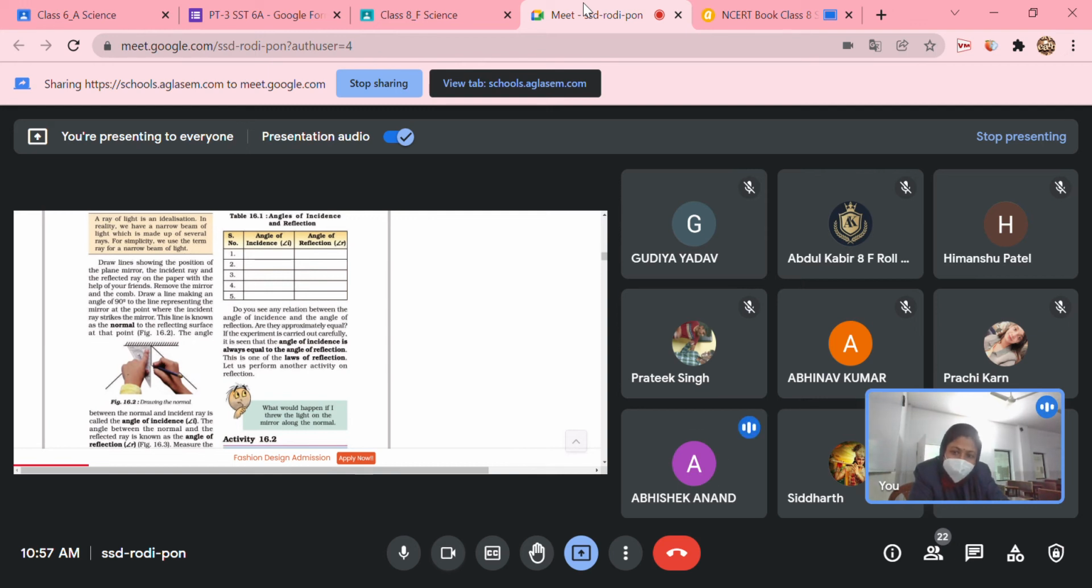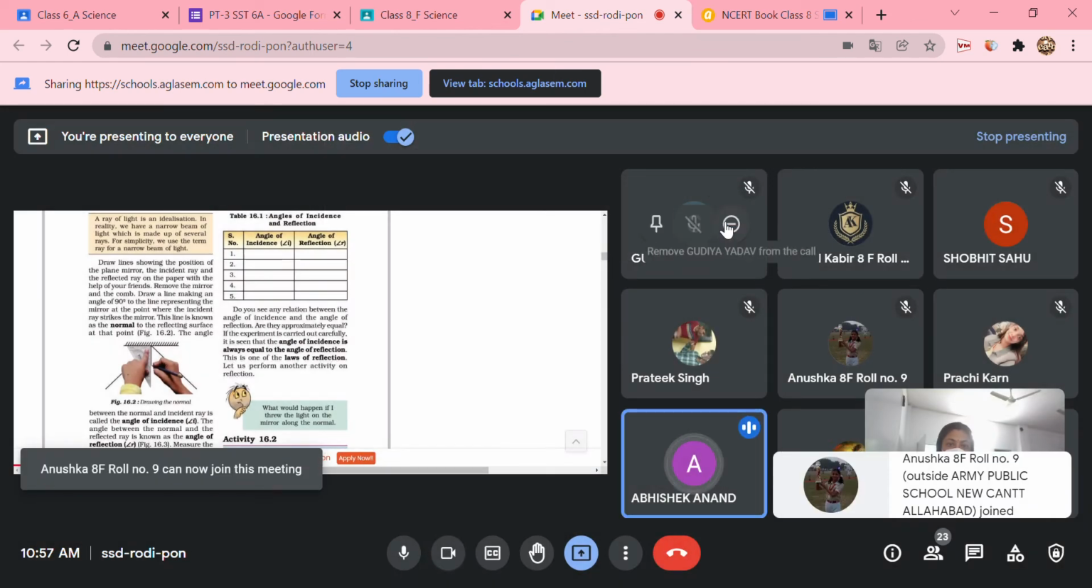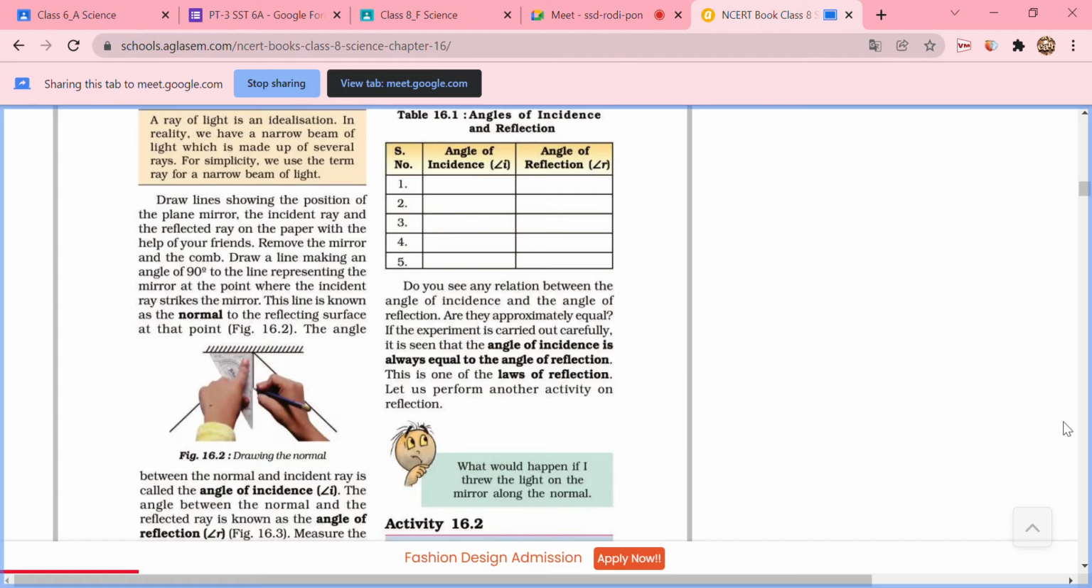Clear? So yes, this is one law, that is, angle of incidence is equal to angle of reflection. Now continue, Siddharth. Are they approximately equal? If the experiment is carried out carefully, it is seen that the angle of incidence is always equal to the angle of reflection. This is one of the laws of reflection.